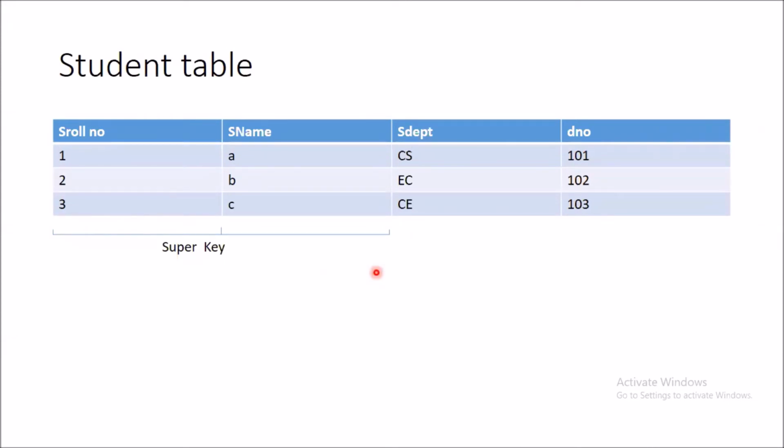What is a super key? In this example, the names of two students can be the same, but their roll numbers can't be the same. So this combination is also a key. It means if we take both student roll number and student name, we can uniquely identify other attributes. So this combination is also unique and this is our super key. Super key is a superset of candidate key.